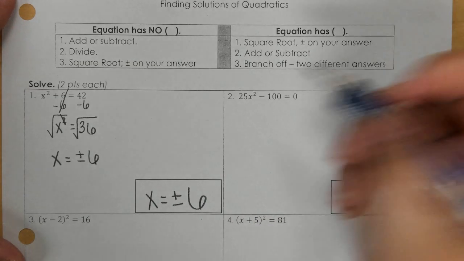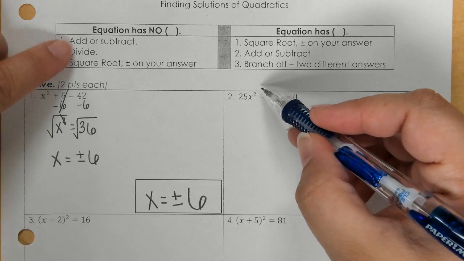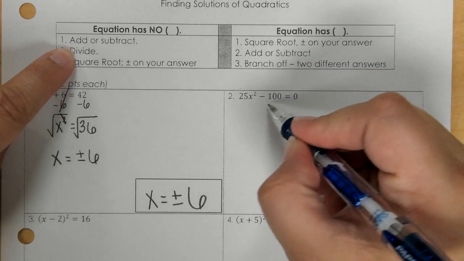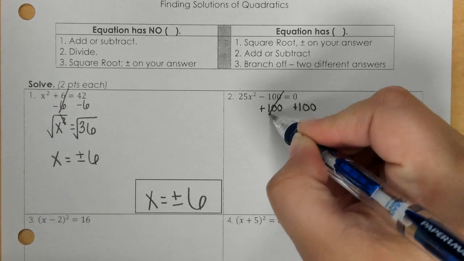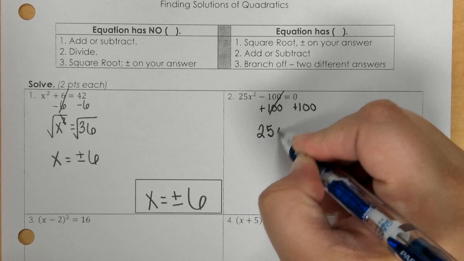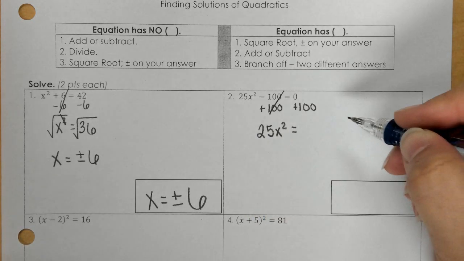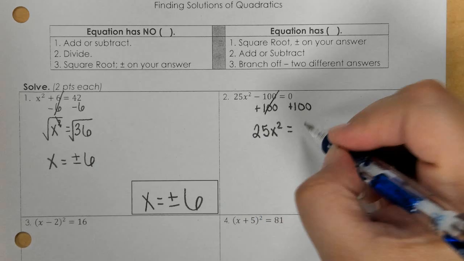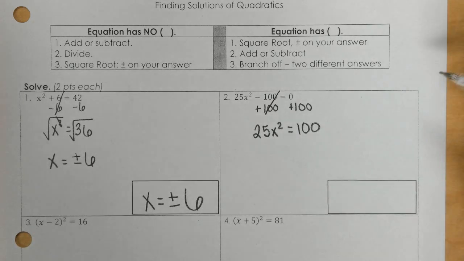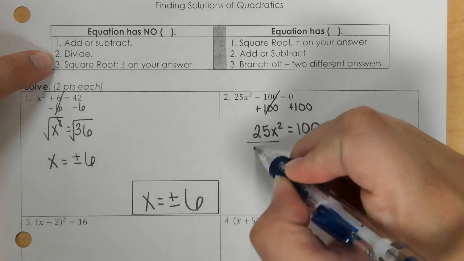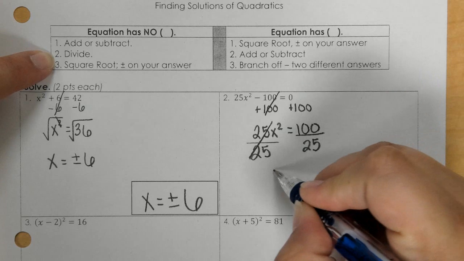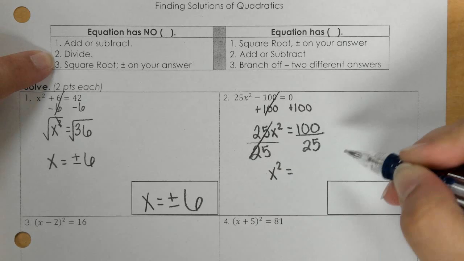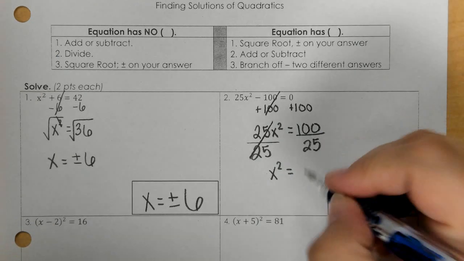Okay, in number 2, still it has no parentheses, so I'm going to follow these steps. So 1, I'm going to add or subtract. I'm going to go ahead and add 100 to both sides. So I have 25 x squared equals 0 plus 100 is 100. Step 2 says divide. So I can divide this time, so I'm going to divide by 25. And I have x squared equals 100 divided by 25 is 4.